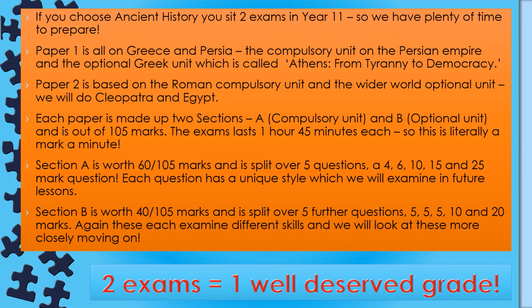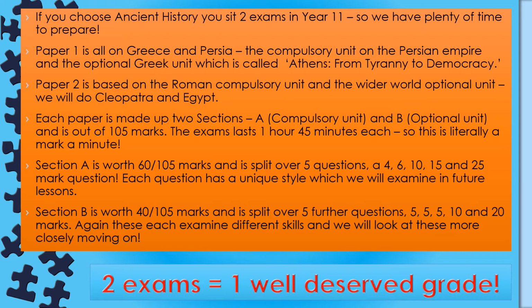Your first exam is all on Greece and Persia, so we have a compulsory unit on the Persian Empire and an optional unit on ancient Greece, which is called Athens from Tyranny to Democracy. Paper 2, we then study 2 more topic areas. We do the Roman compulsory unit, which looks at the formation of Rome and how Rome went from kings to a republic and various things. And then we will be studying Cleopatra and Cleopatra's Egypt and how she interacted with Rome and various other countries.